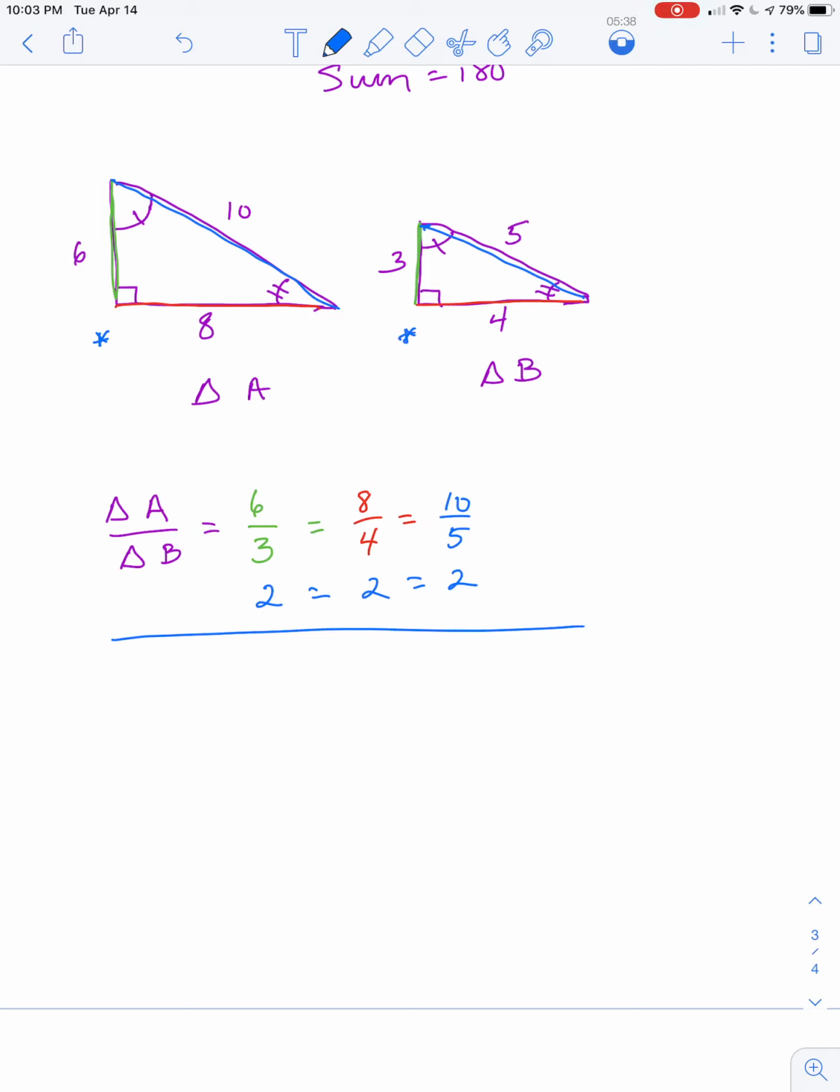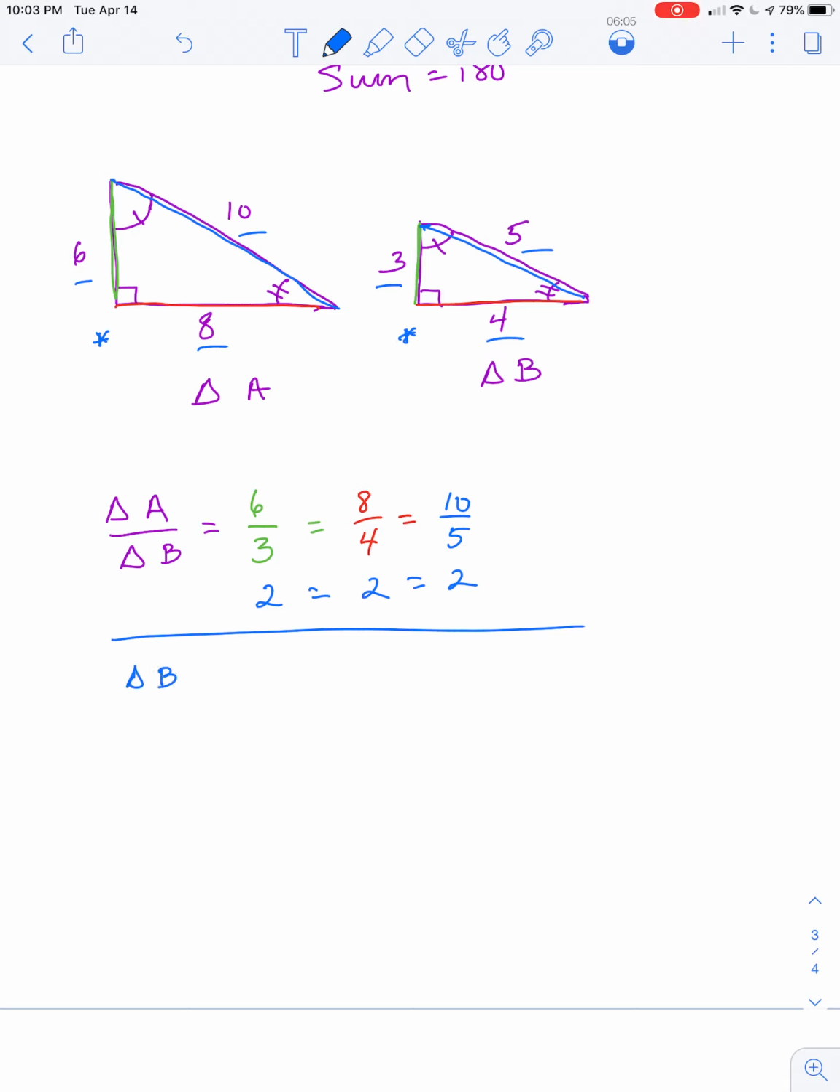Now, my drawing doesn't really show that to scale, but with the side measurements, if we actually did this with a ruler and used maybe millimeters or something like that, it would be twice the size. And you can tell that by actually even just looking at the sides. 6 is twice the amount of 3, 10 is twice the amount of 5, and 8 is twice the amount of 4. So it's like they took triangle B and just exploded it 2 times to become the larger triangle.